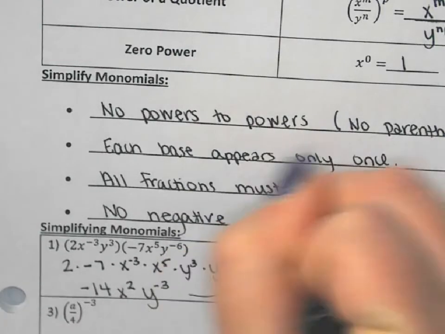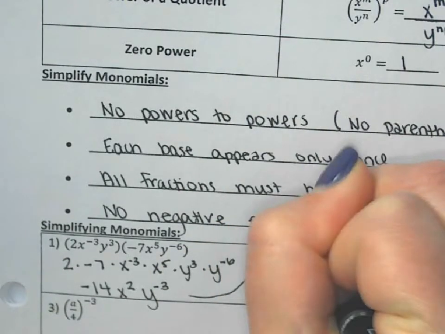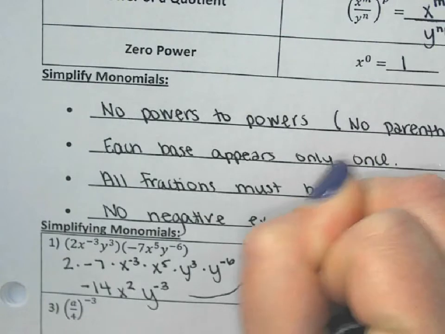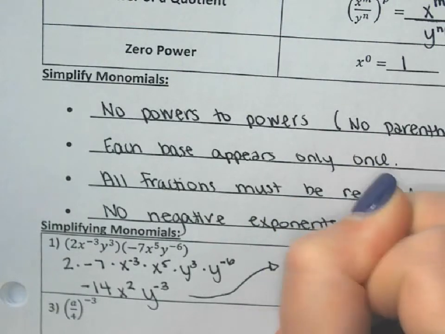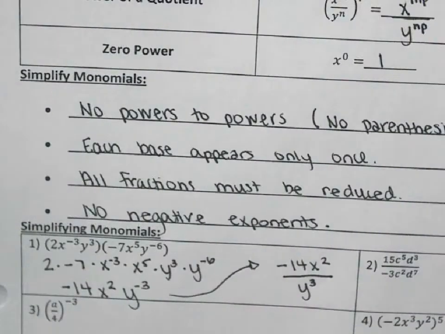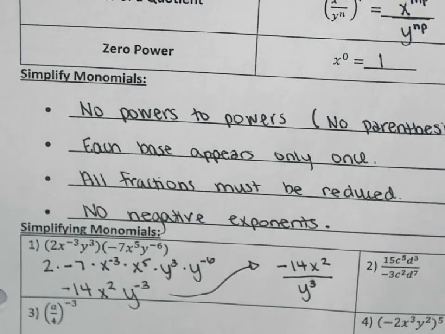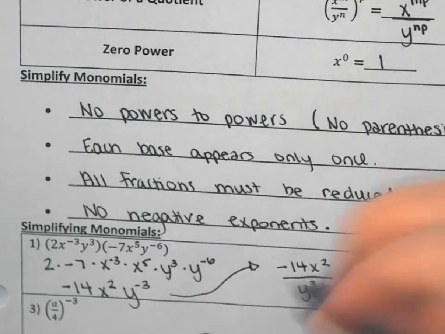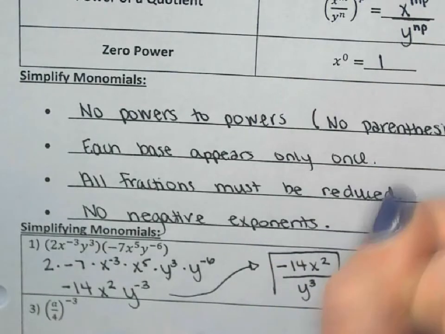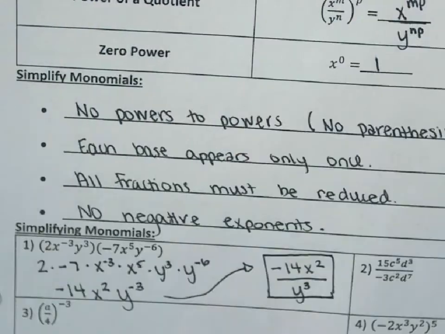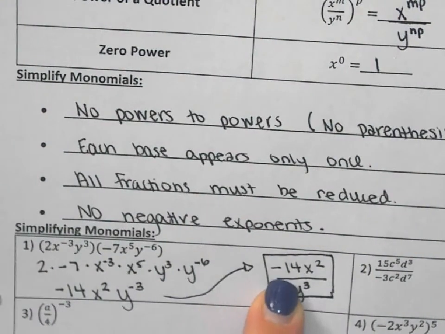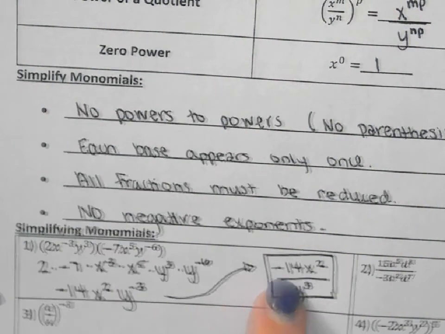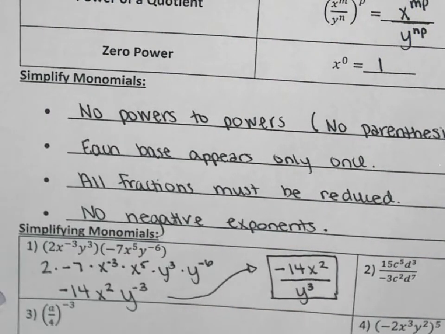So what I'm going to do is leave negative 14x squared on top. I'm going to move y to the third to the denominator so that it becomes a positive exponent. This would be your final answer. Okay, that negative 14 is okay. You can have a negative number, just not a negative exponent.